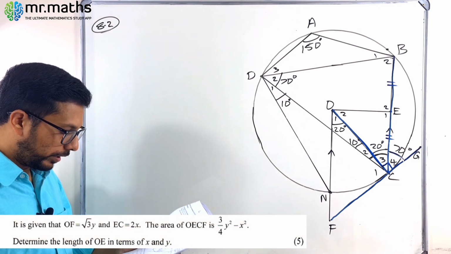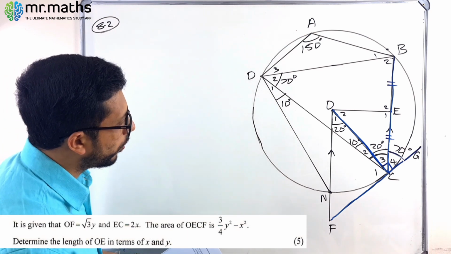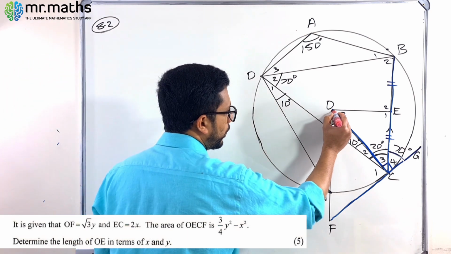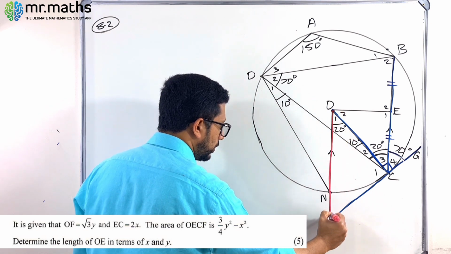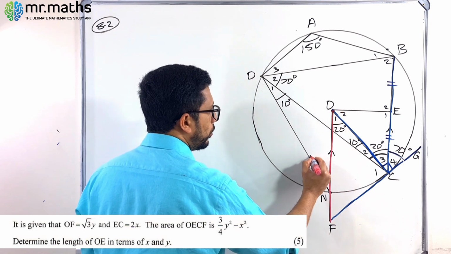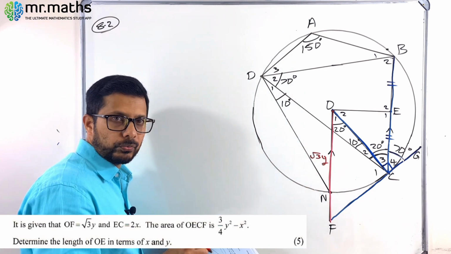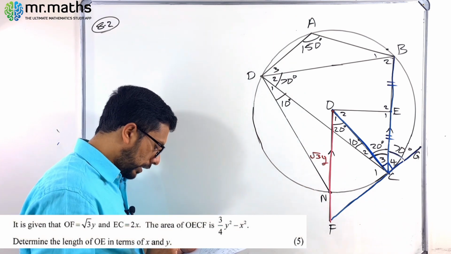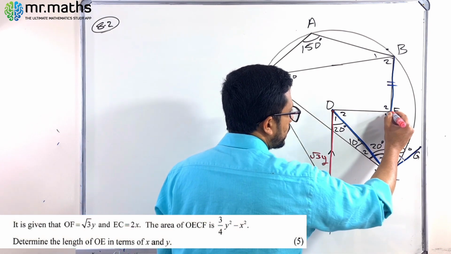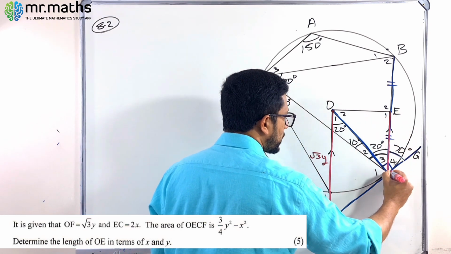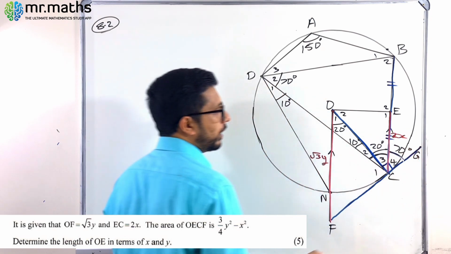It is given that OF is equal to root 3y. So which one is OF? From this line, O to F. What is the length of that one? Root 3y. Am I right? From O to F. Don't forget that. Okay. Then EC is equal to 2x. Where is EC? This line. This line is 2x. So the length of that line EC is 2x.